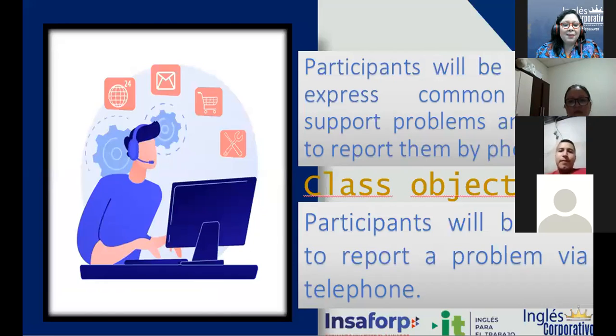Ajá, dígame. Staff, ¿podemos reportarlo así también? Ajá. ¿Cómo, Guillermo?